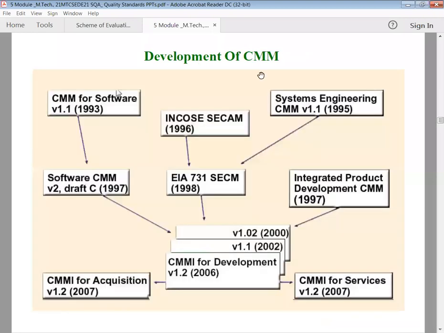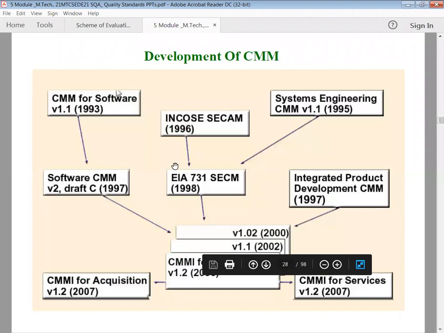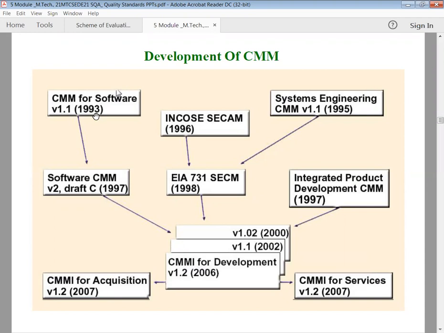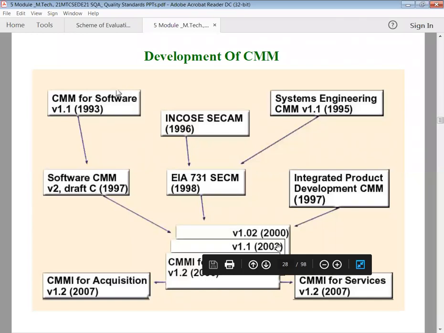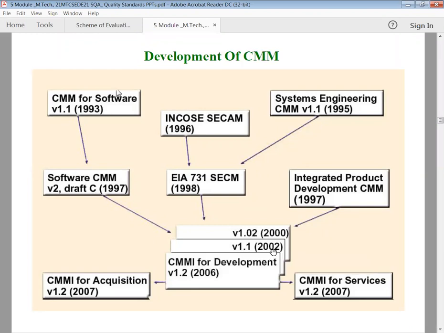If you take the development of CMMI model, the same way as the history of ISO, the CMMI model was introduced for software processes during 1993. And then in 1997, the draft version 1.1 was released. And version 2 was released during 1997, draft C. Then during 2000, version 1.02 was released. And then version 1.1 was released in 2002.